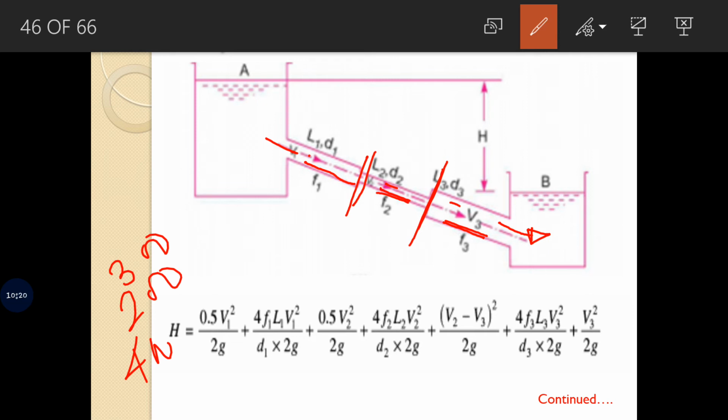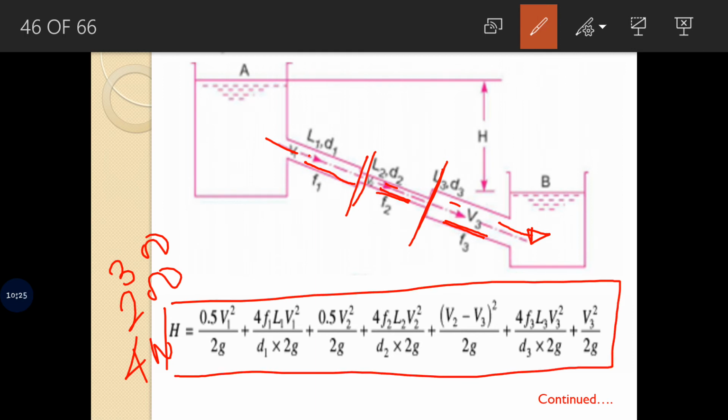Accordingly we have written this equation for the head loss. H is equal to 0.5 v square by 2g for entry. Next, friction in the first pipe. Next, contraction, as Cc is not given, it is 0.5 v square by 2g, so we have written that equation. Now here we have v2 for the respective pipe. When we take the contraction case, the velocity for the smaller pipe, or the higher velocity, is to be considered, so v2 is taken over here.